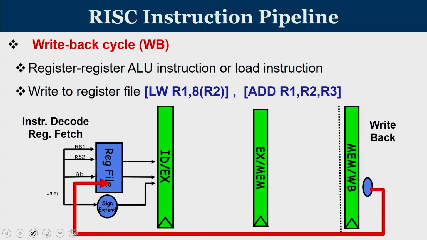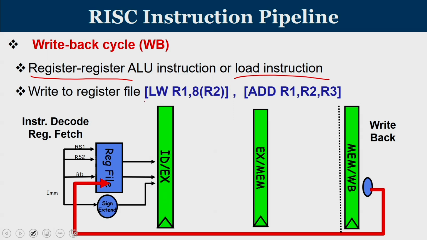And the last stage is known as write back. Any write operation that is to be performed into a register, it is the fifth stage that will take care of it. So, for register ALU operations or load operations, the destination is a register.